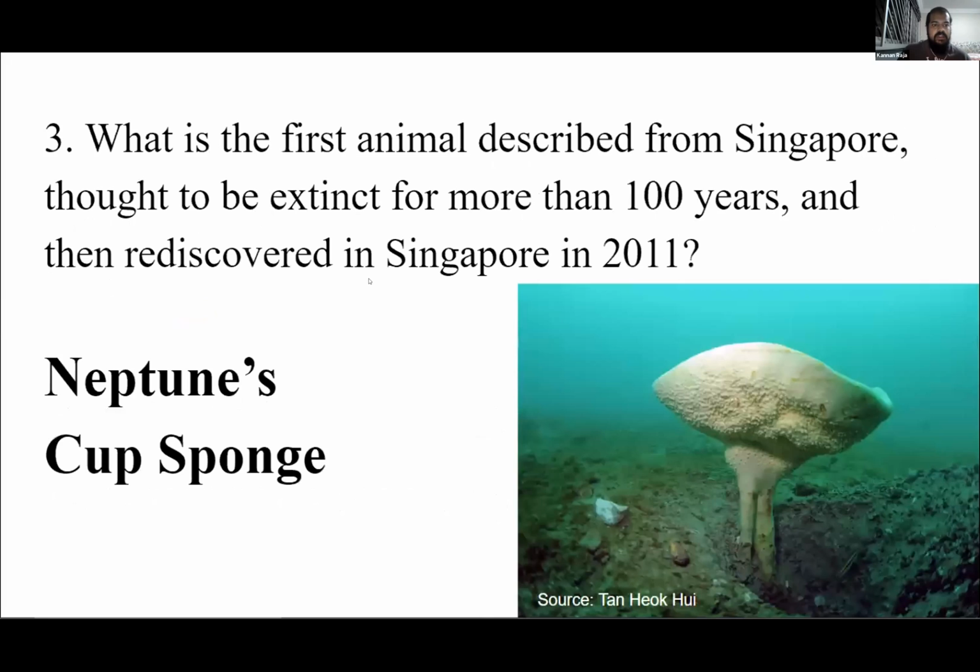Question three. The first animal described from Singapore, thought to be extinct for more than 100 years, and then rediscovered in Singapore in 2011, is the Neptune's cup sponge.